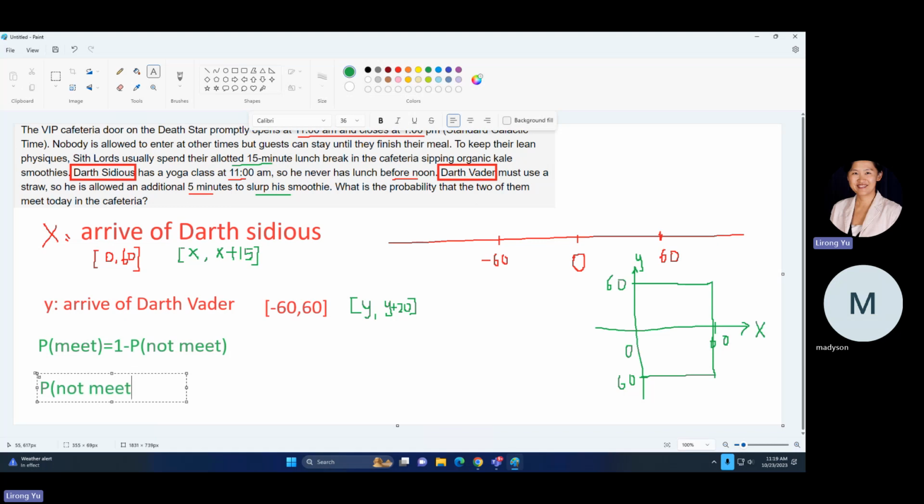Probability they're not meeting, we did by two separate situations. The first one is X arrived, then left, and then Y arrived. That's pretty much the first scenario. And the second scenario will be Y arrived, and then Y left. After Y left, and then X arrived. That's the second scenario.